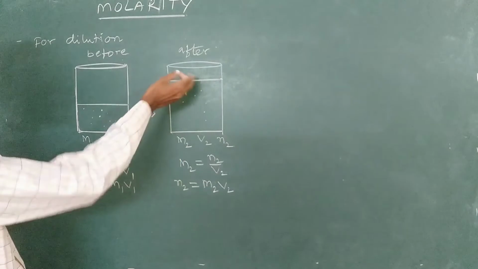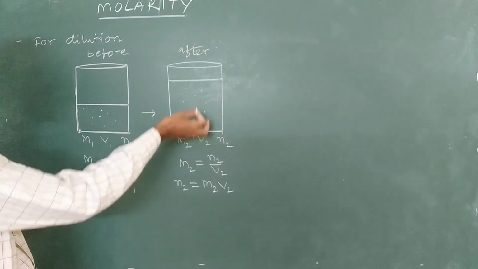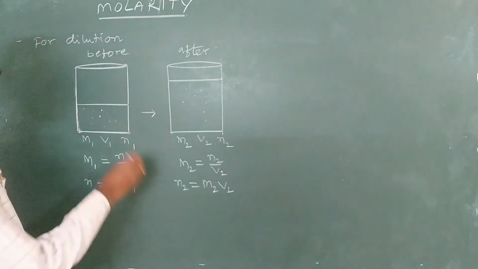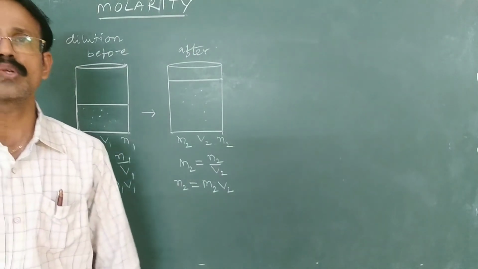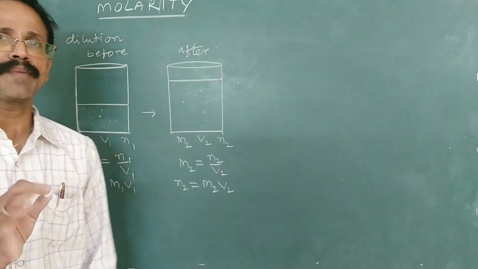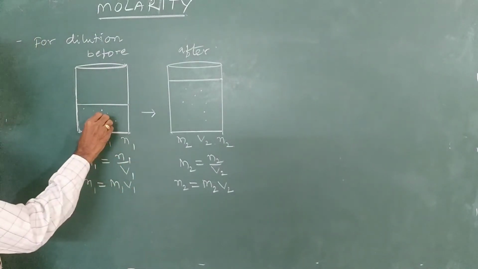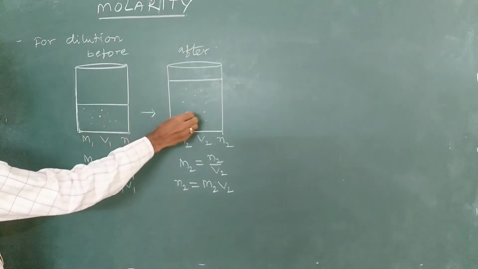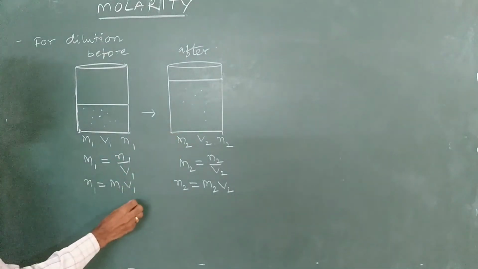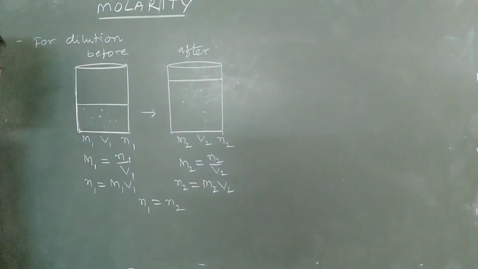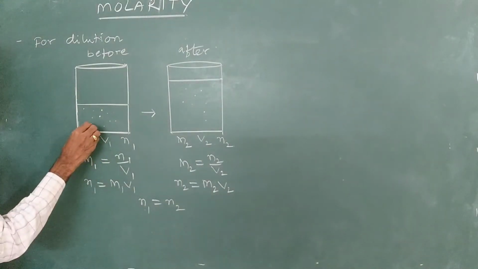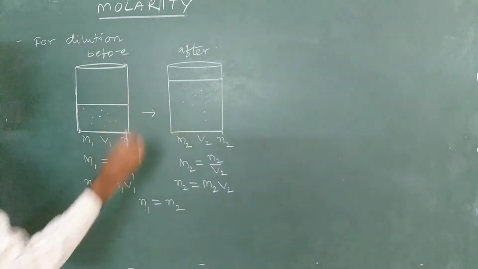So the volume of solvent increases, or the volume of the solution increases, but the amount of solute remains the same, right? So the number of moles before dilution and after dilution remains the same. So can we write N1 is equal to N2? N1 is equal to N2. The number of moles of solute is the same before dilution and after dilution, right?